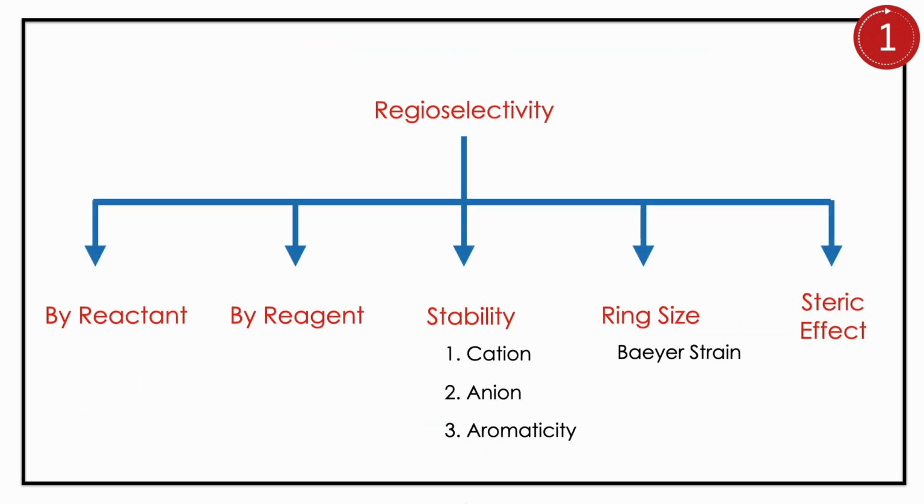What are all the regioselectivity types? You can promote the regioselectivity by the choice of the reactant or by the choice of the reagent, or regioselectivity can be promoted by cation, anion or aromaticity stability. Then ring size also can promote regioselectivity and steric effect is also one of the factors. So 5 different controlling factors. You should master all the factors.